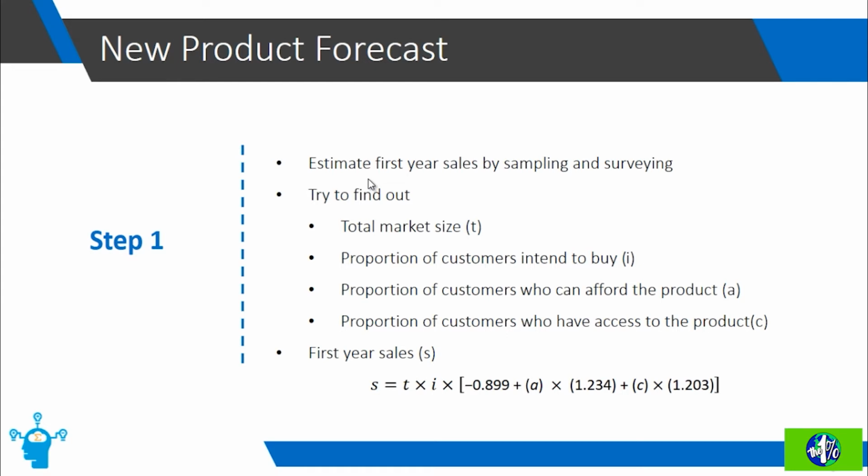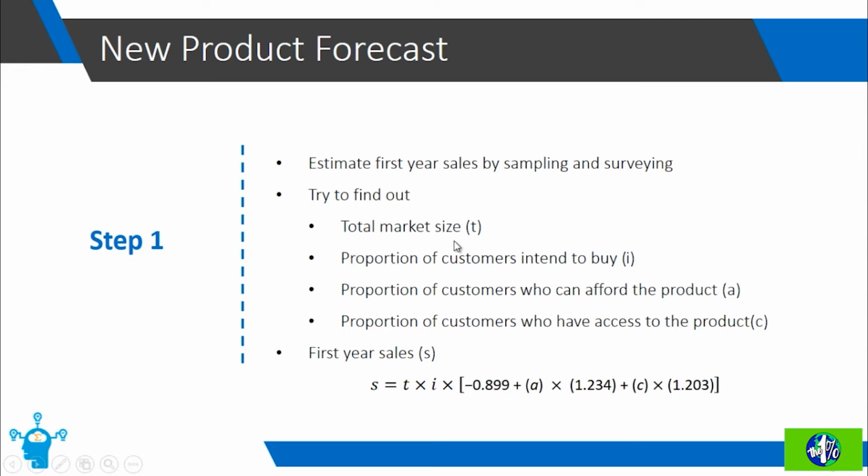So we follow three steps to find out the value of these four parameters so that we can forecast future sales. The first step is to estimate the first year sales by sampling and surveying. Once you have created a new product, collect a sample of people, ask them how many of them would like to buy that product, how many of them can afford that product, and so on. The agenda of this survey would be to find answers to these four questions.